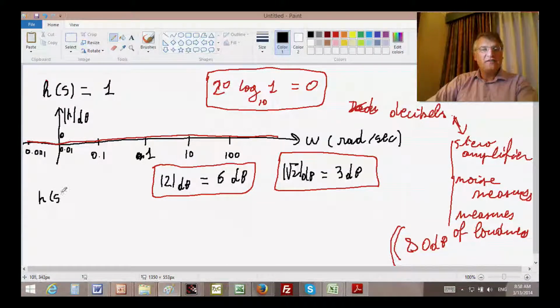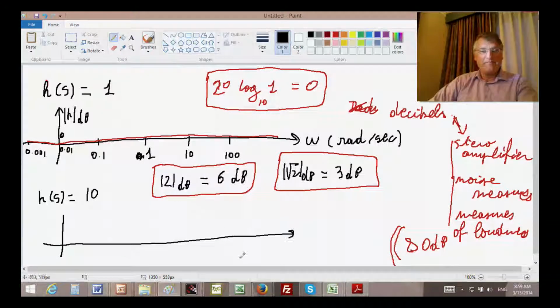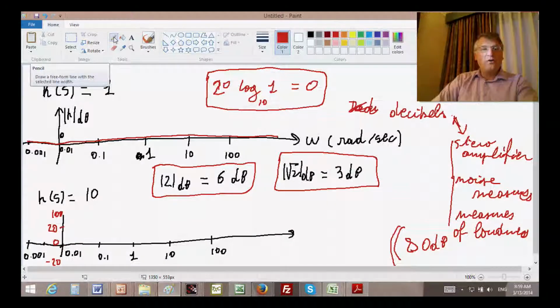So let's look at the case when h of s is equal to 10. Well, the story is pretty much the same. Okay, when h of s is equal to 10, we will have the same scales here along the x-axis. And again, I will represent them logarithmically scaled. Okay. And then I will have my vertical scales that will be, for example, minus 20, 0, 20, 100. And these will allow me to say, oh, a factor of 10, that's 20 dB. It is right there.